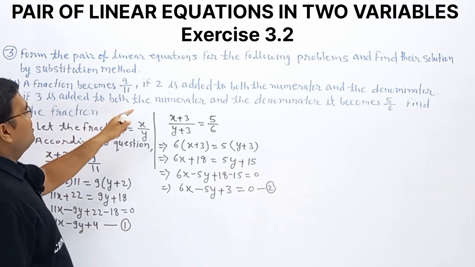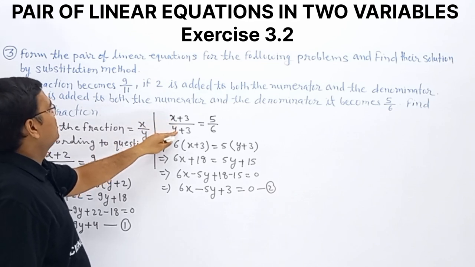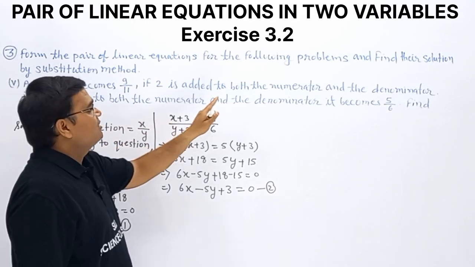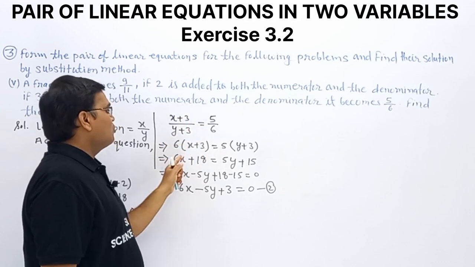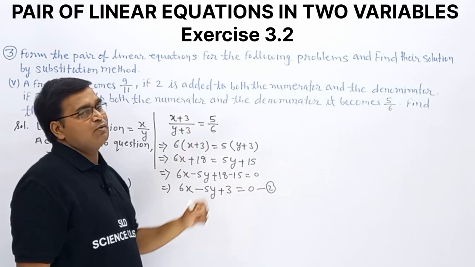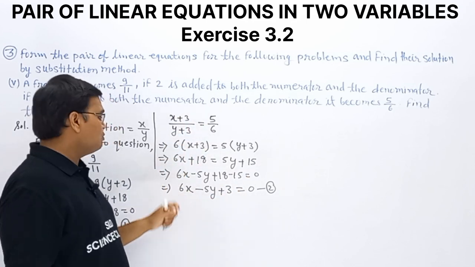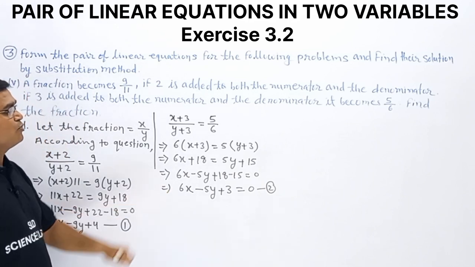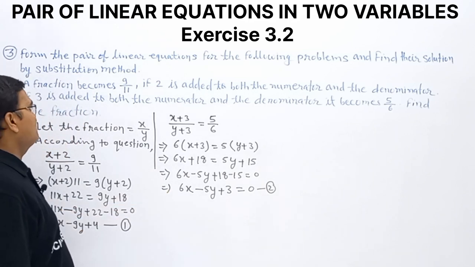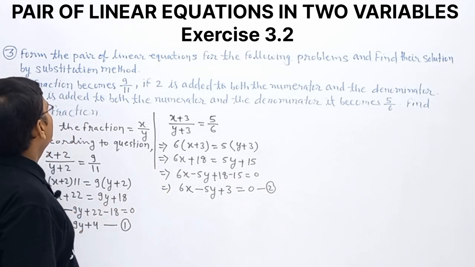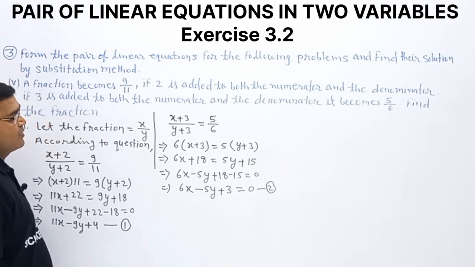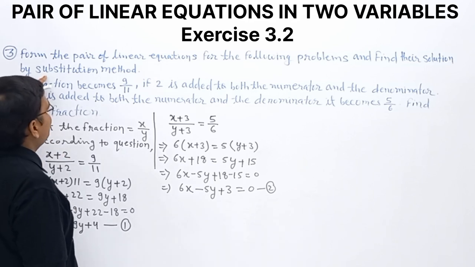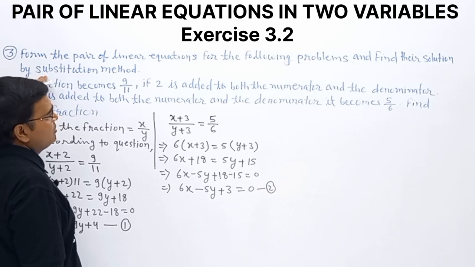If 3 is added to both the numerator and denominator, then it becomes 5 by 6. Again we do cross multiplication and solving, and we get this linear equation in two variables. So equation 1 and equation 2 are linear equations in two variables, so we obtain the pair of linear equations in two variables. Now by using the substitution method, we want what?